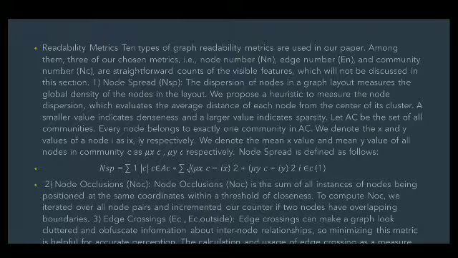We denote the x and y values of node i as ix and iy respectively. We denote the mean x value and mean y value of all nodes in a community. NSP can be given as sigma of 1 by modulus of C, for c belonging to AC, into the summation of the root of (mu x c minus ix) squared plus (mu y c minus iy) squared.